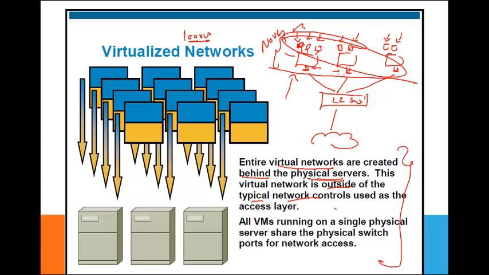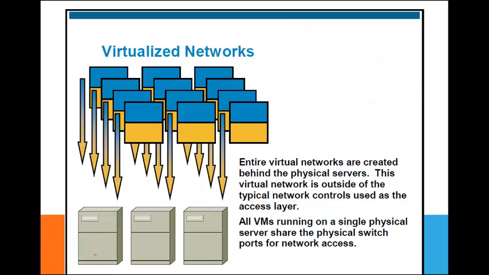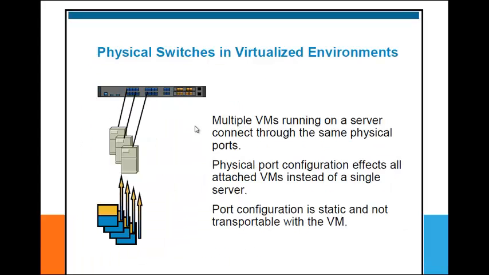So we got two layers now. One is the virtual access layer and the physical access layer. The administrator has control only up to that physical access layer. Behind that, no control. So no special treatment for traffic coming from one particular server or VM is possible. That's the challenge when we go for virtualization.